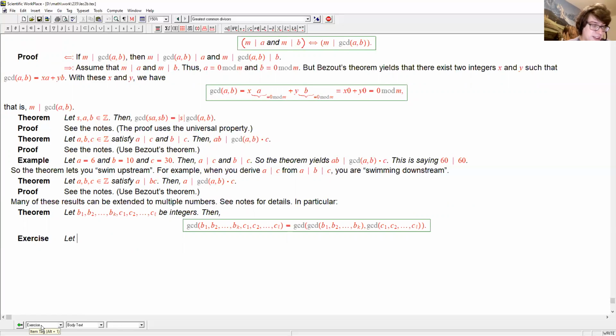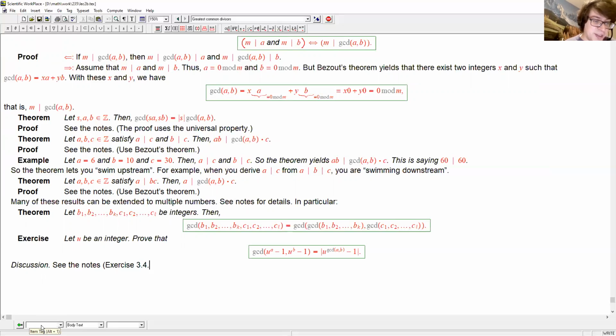Here is a little exercise that I'm not going to show the proof of, but it's useful to know. What is the GCD of two such expressions, u to the a minus 1, u to the b minus 1? I claim that it's u to the GCD of a, b minus 1. Again, it's not literally true because it could have the wrong sign, so you have to put it in absolute values. Discussion: see the notes. Currently it's exercise 341, I think.